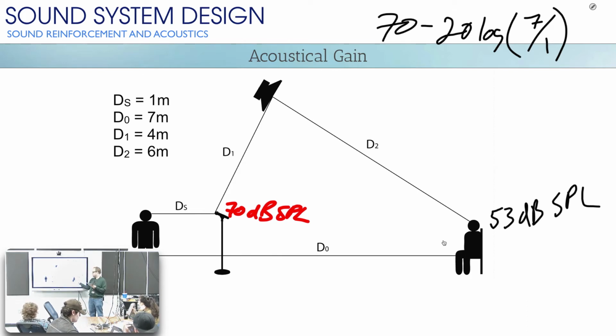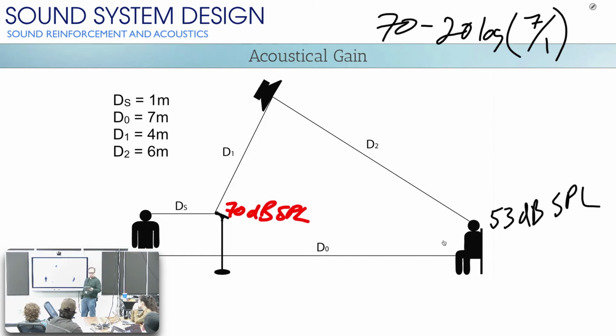That's what the listener will hear with the talker talking, however loud they're talking, but it's 70 dB at 1 meter away, okay? With me so far? That's just straight up inverse square law. We don't show up, the listener hears 53 dB SPL. That's not very loud.